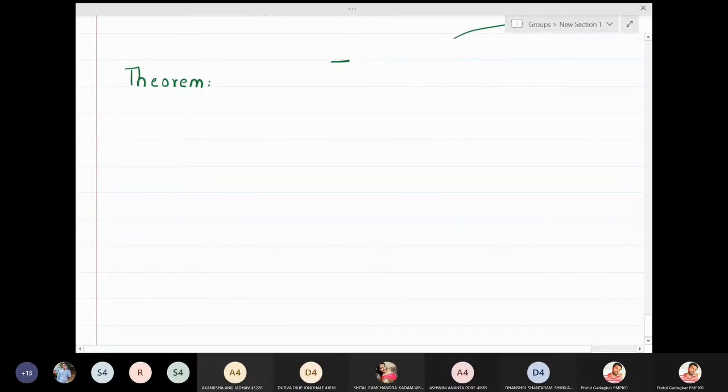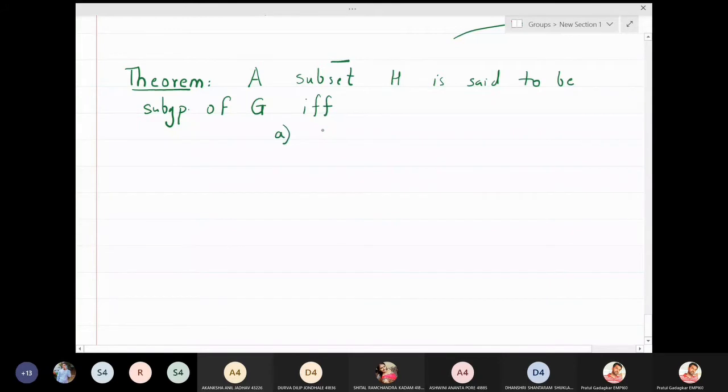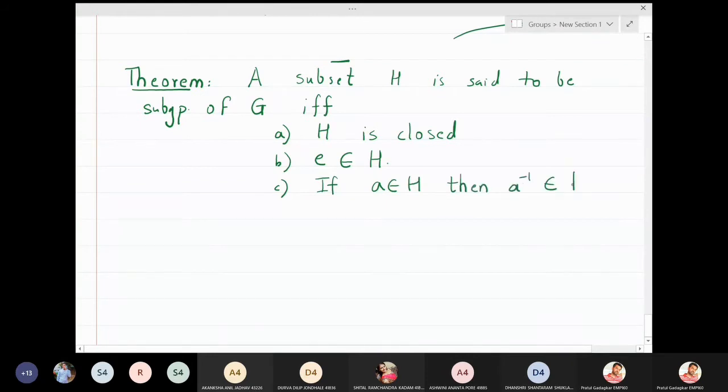Now we will prove this theorem regarding the subgroup. A subset H is said to be a subgroup of G if and only if, first, H is closed; second, the identity E is in H; and third, if A is in H, then A inverse is also in H. This theorem tells us that you can leave out the associativity property and still the set H will become a subgroup of G.